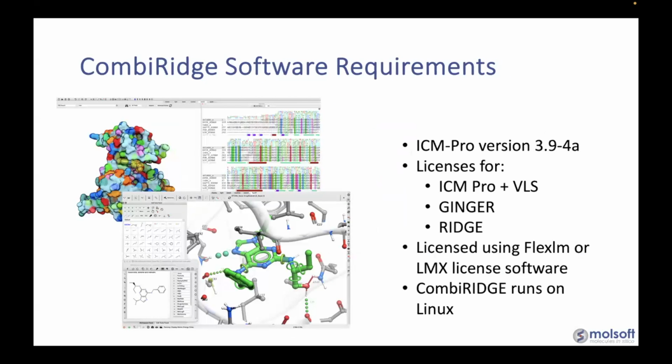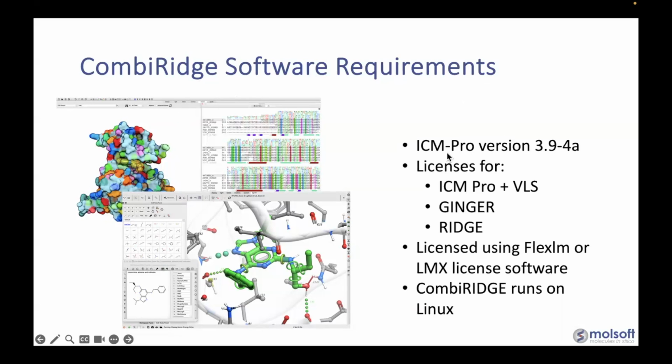For the software requirements, you would need ICM Pro version 3.9-4a, which is the release, and then you need a license for ICM Pro, which is our main desktop modeling software, and VLS, and a Ginger license for the expansion of the ligand from the fragments in the pocket using CombiRIDGE, and then Ridge for the docking. We use FlexLM or LMX license software, and CombiRIDGE runs on Linux.